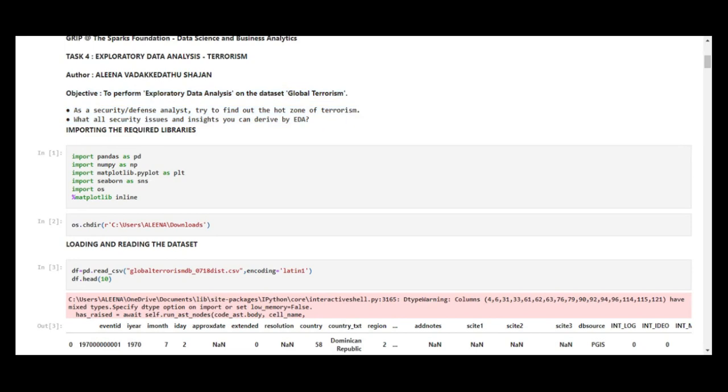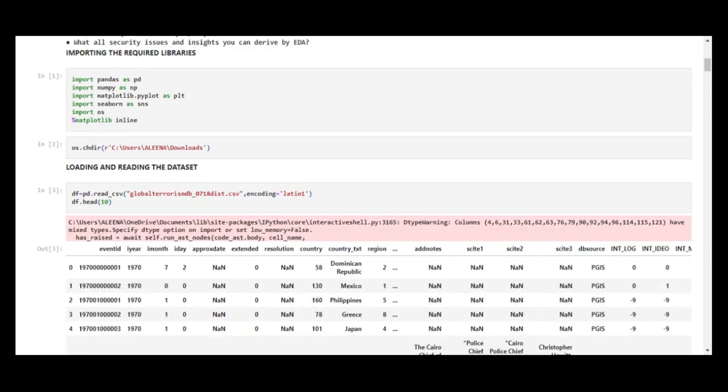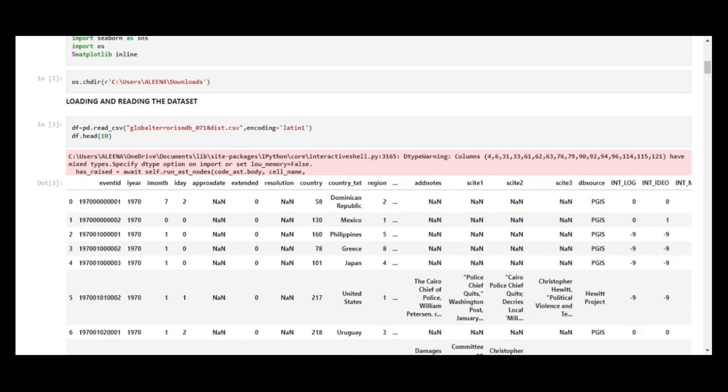So, we shall move into the project part. First of all, for this project, I have imported all the required libraries such as Pandas, NumPy, Matplotlib.pyplot, Seaborn, OS and %matplotlib inline. After importing all the required libraries, I have loaded the dataset into a local variable, and using the head function, I have imported the first 10 observations, and based on these observations, our program will be executed further.